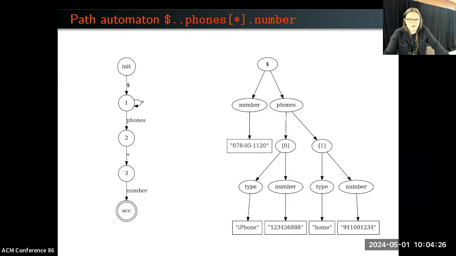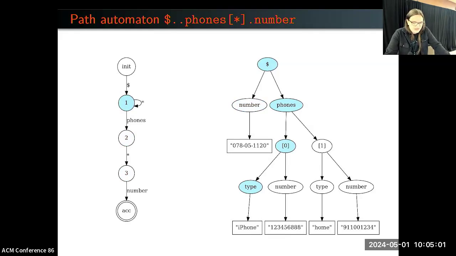We can extend the path however long we want and recurse deeper. So if we run this on this tree, starting from the initial state, we are going to pass it in that first fashion, going to number. This doesn't really do anything for us. But if we go in the other direction, we can match the phones transition. The automaton is non-deterministic, so we're in two states at the same time now. If we go down, we match the wildcard transition. It matches everything, so it's fine. Then if we go to the type node, well, it doesn't match the number transition from three.